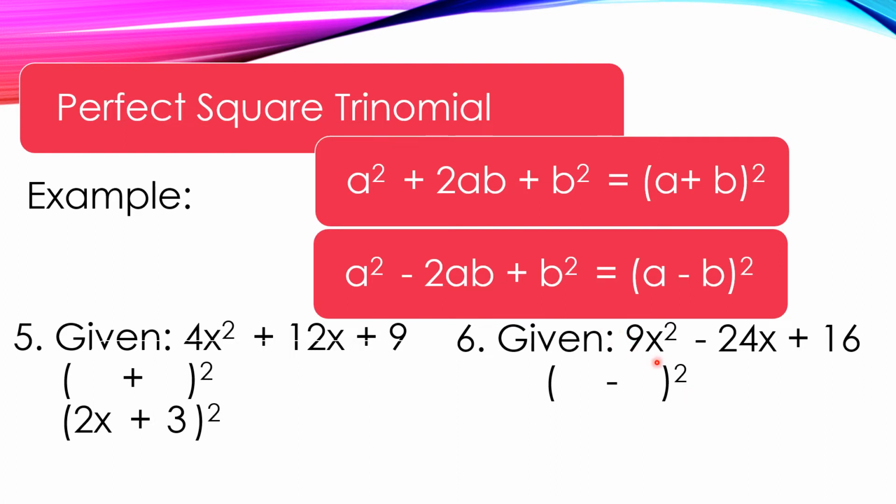Then get the square root of 9x squared, that is 3x. And then the square root of the last term, 16, that is positive 4. Therefore, the factor of the given polynomial is the quantity of 3x minus 4 squared, or can be expanded as 3x minus 4 times 3x minus 4.